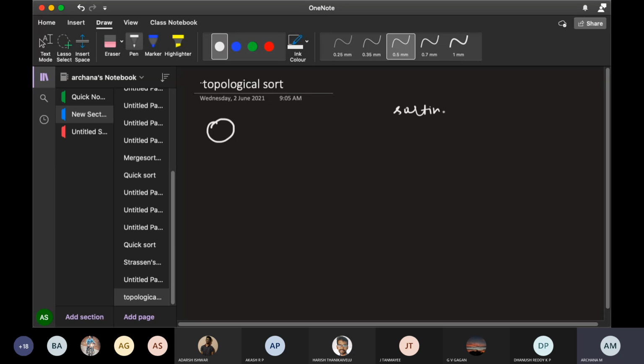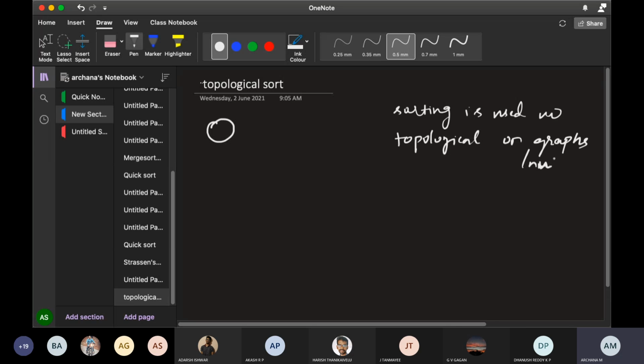Sorting is used for numbers. But this topological sorting is mainly done on graphs or networks. So what is this sorting?